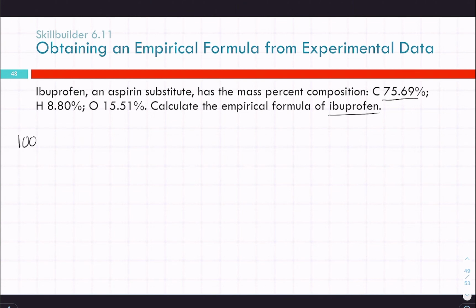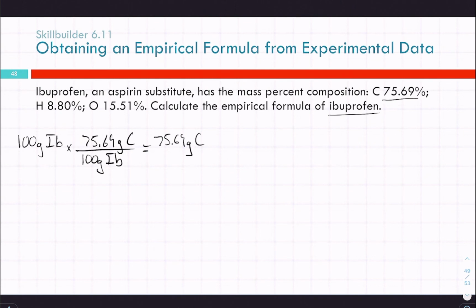So we have 100 grams. I'm just going to write IB for ibuprofen. And again, we need to get the masses of each thing first. So we're given percents. So 100 grams of ibuprofen times 75.69 grams of carbon per 100 grams of ibuprofen. It's just going to be 75.69 grams of carbon.